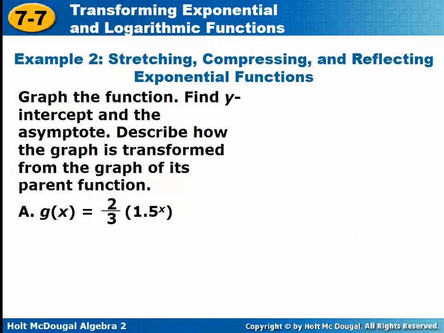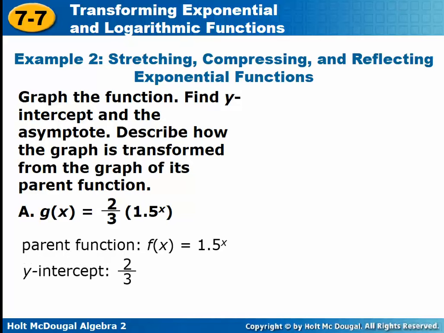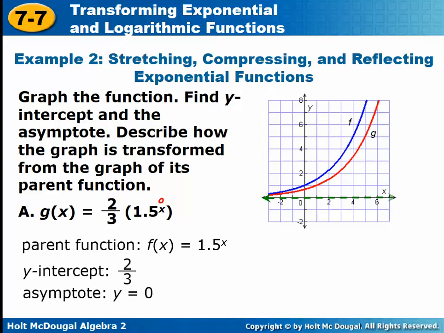All right, let's look at some more examples. We are going to find the y-intercept and the asymptote, and describe how the graph is transformed from the graph of its parent function. We're going to use for the parent function f of x equals 1.5 to the x. So how has this been changed? The y-intercept is when x equals 0. So to find the y-intercept, you just put 0 here. 1.5 to the 0 power is 1, and 2/3 times 1 is 2/3. The asymptote is what it's approaching as the numbers get very large or very small, in this case very small.